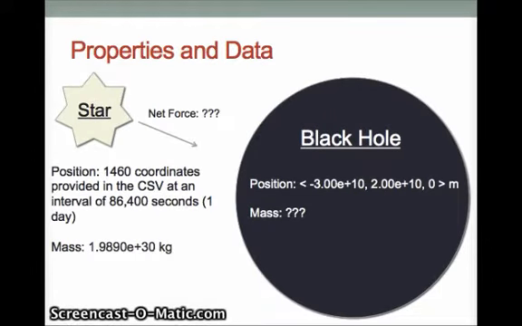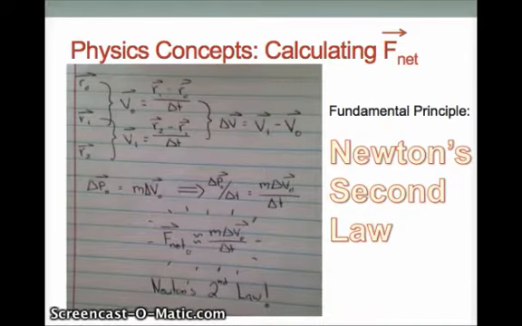The CSV provided to me contained 1,460 XY position coordinates, separated by a time step of 86,400 seconds, or 1 day. The star's mass was provided at 1.9890 times 10 to the 30th kilograms. The unknowns we will be solving for are Fnet and the mass of the black hole, which we will ultimately solve for from Fnet. To calculate the net force at each point, we use Newton's second law in the form Fnet equals m delta v over delta t. To do this, we will need 3 data points.